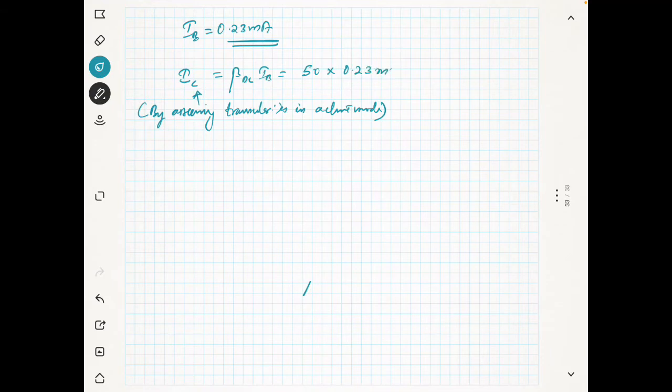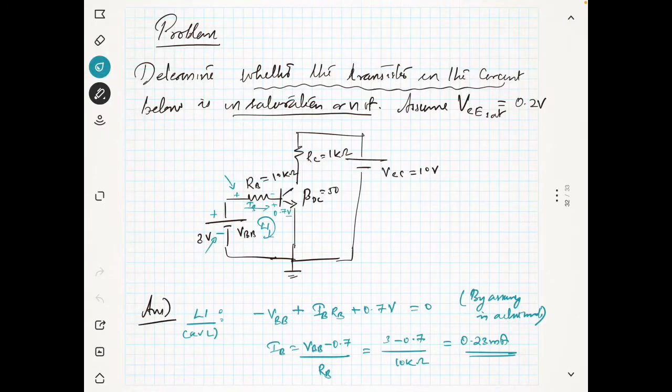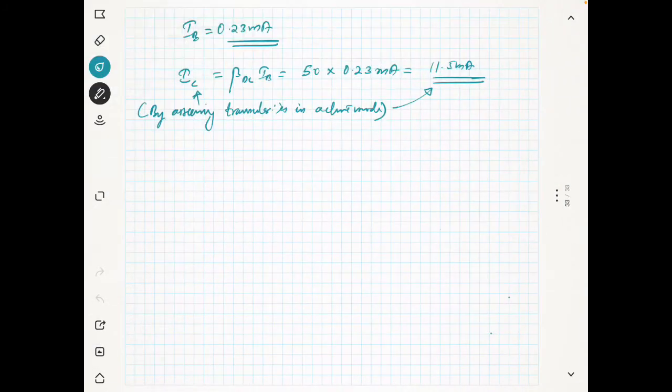So beta DC is 50 and the current IB is 0.23 milliampere. So the current is 11.5 milliampere, okay. So we got the current according to this assumption. According to the assumption, we got the current like 11.5 milliampere.